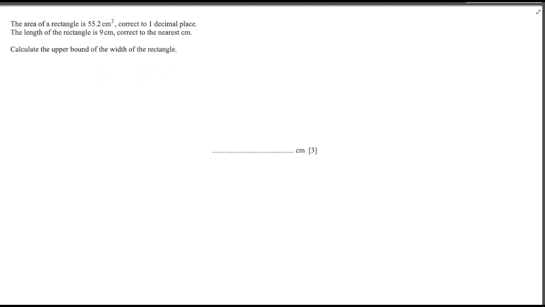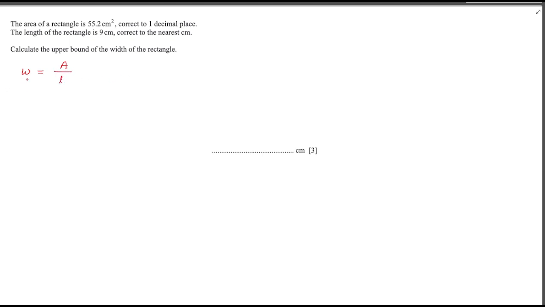Now the next problem. The area of a rectangle is 55.2 centimeter square, corrected to 1 decimal place. The length of the rectangle is 9 centimeter, corrected to the nearest centimeter. We have to calculate the upper bound for the width of the rectangle.